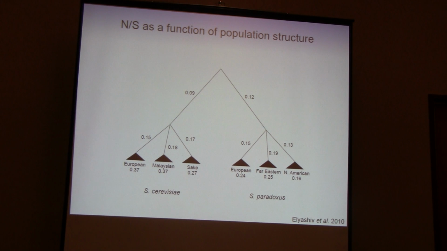And so one of the things that has been quite interesting in this study by Alishev is to look at the ratio of non-synonymous to synonymous variation across these different groups. And what's observed is that within each of these subpopulations, you find the highest ratio of non-synonymous to synonymous variation. And then a lower ratio when looking at variation between populations. And then the lowest ratios of all are between cerevisiae and its sibling species, Saccharomyces paradoxus.